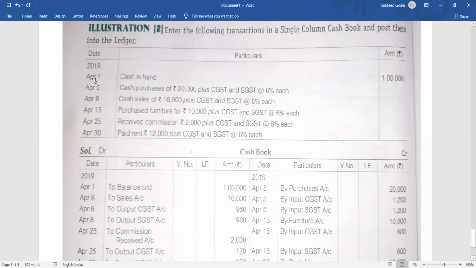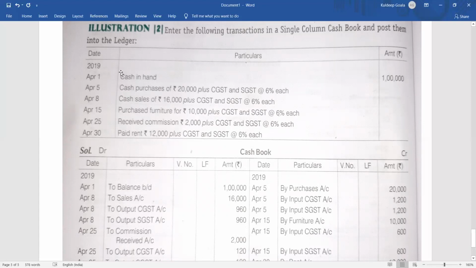So what is the first thing here? 2019 April 1, cash in hand, 1 lakh. What will you write? To balance brought down, right? Cash in hand means the opening balance. So how will you write the opening balance? To balance brought down, 1 lakh.